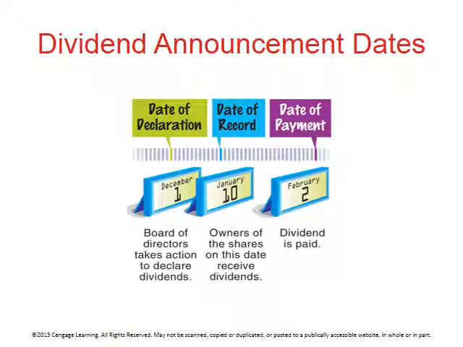So there's 3 important dates when looking at dividends. There's the date of declaration. The board of directors says we're declaring a dividend. That's the date of declaration. The date of record is when the owners of the shares receive their dividend. And then the date of payment is when you actually get the money. So there's 3 dates: the date of declaration, date of record, and date of payment.